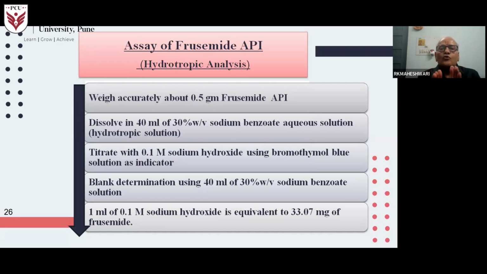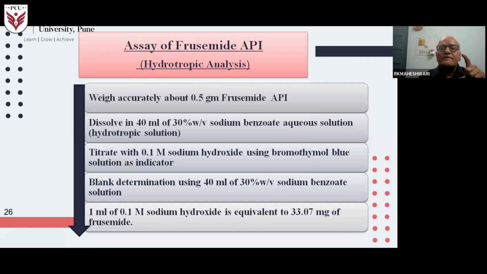Number one, what you have done is replaced dimethyl formamide by the solubilizing power of a safe and economic solid, sodium benzoate solution, which is non-volatile and harmless. This is the main important point. Without using any organic solvent, you are going to titrate your drug. Number two, the advantage is that the sodium benzoate solution is very economical.